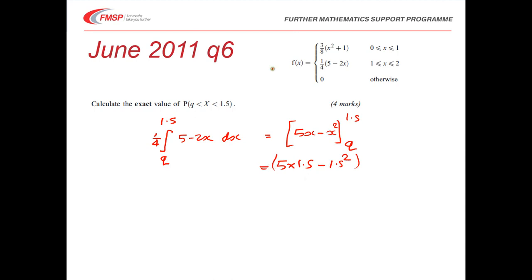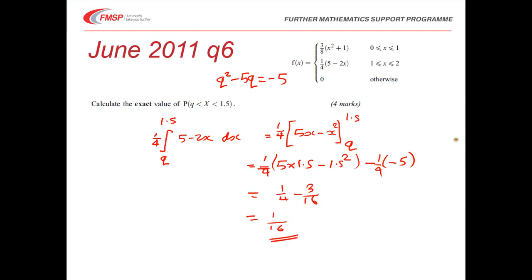Now, I know something. I know that q² − 5q is equal to −5. So, in fact, I'm going to have minus the −5. Oh, I forgot my quarter, sorry. Okay, and we should have a quarter here as well. So if we calculate all that through, that's going to give me a quarter minus 3/16, which equals 1/16. Okay, so that's a quick way of doing that.